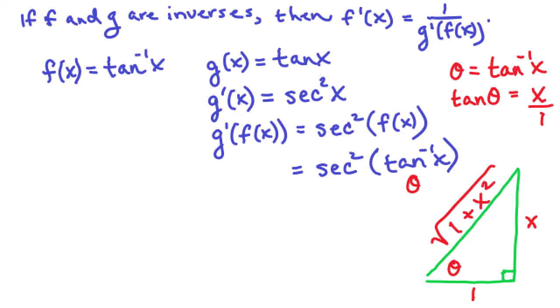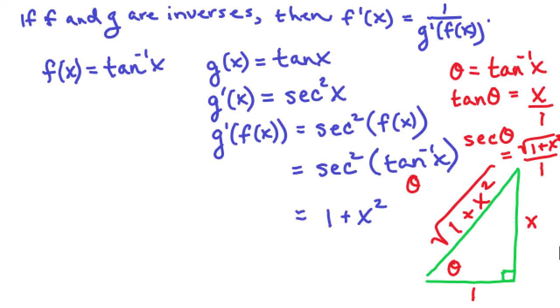Now we want the secant of theta squared, so let's write down what is secant of theta. Secant of theta is hypotenuse over adjacent. It's the reciprocal of cosine. So we get the square root of 1 plus x squared divided by 1. And we actually want the square of secant. So when we square secant, we're going to undo the square root, and that's going to leave us with 1 plus x squared.